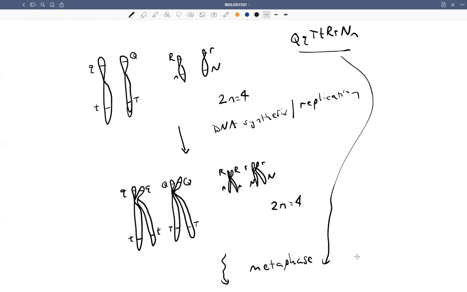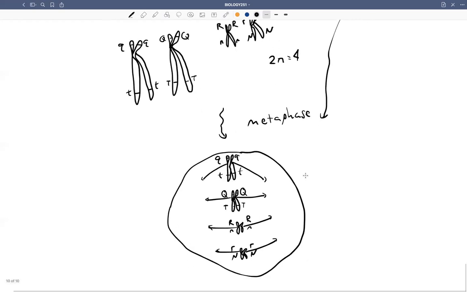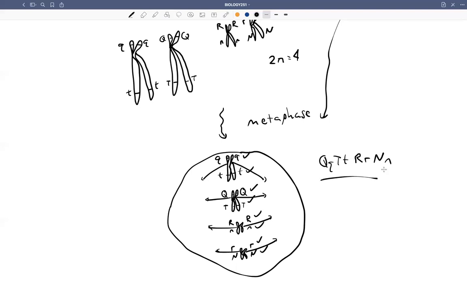And so Q, T, R, N, the resulting cells get 1 big Q, 1 little q, 1 big T, 1 little t, 1 big R, 1 little r, 1 big N, 1 little n, right? So that would give you a full genetic complement for the right-hand cell that results from this. Left-hand cell, the same: big Q, little q, big T, little t, big R, little r, big N, little n. So they'd be the same, right?